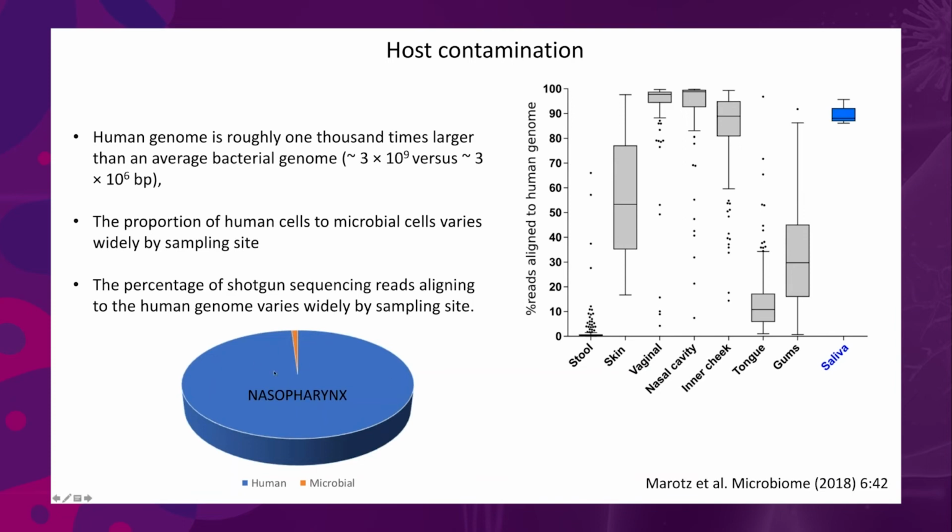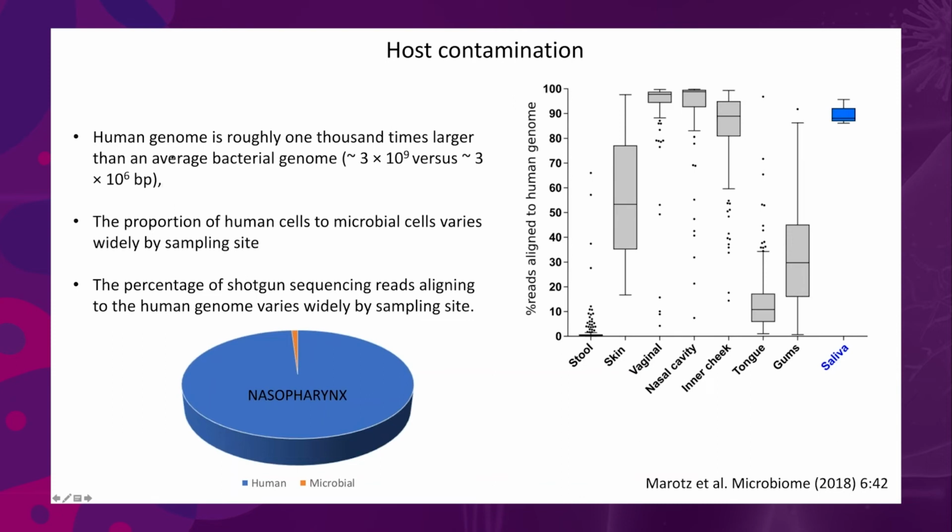And this pie chart comes from actual data from our pilot studies. This is a picture before we do any type of processing. So that's the actual contamination we get from human sequences, and then we have just a little bit, less than 5%, of microbial species.